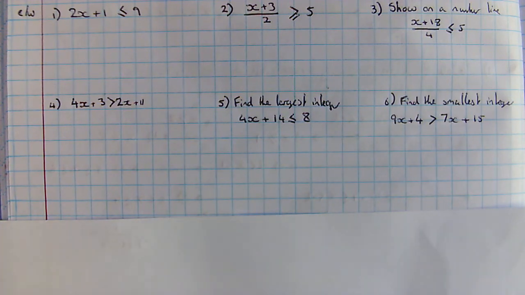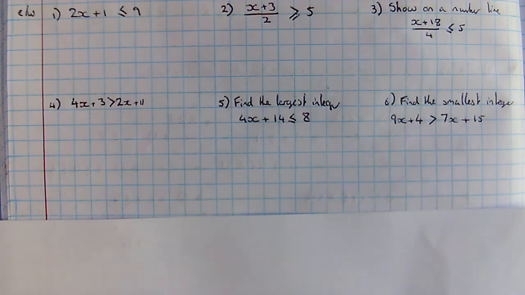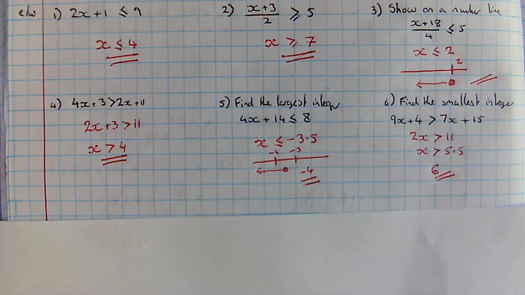So for question 3, it asks you to show your answer on a number line. For question 5, it asks you to find the largest. Question 6 asks you to find the smallest. Pause the video now, have a go at the questions, and then unpause to get your answers.